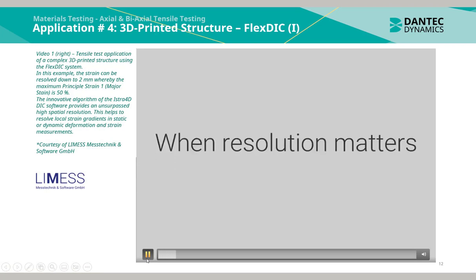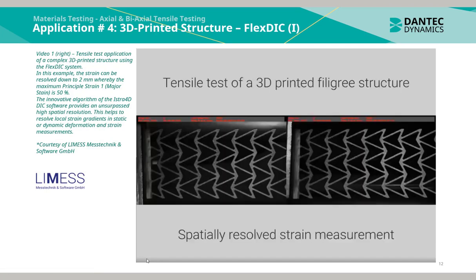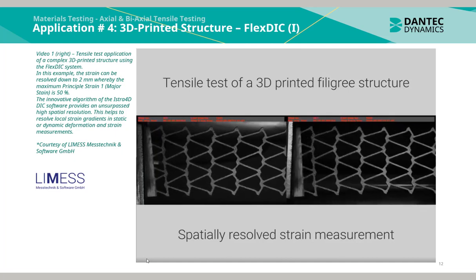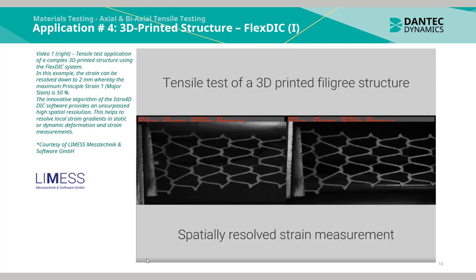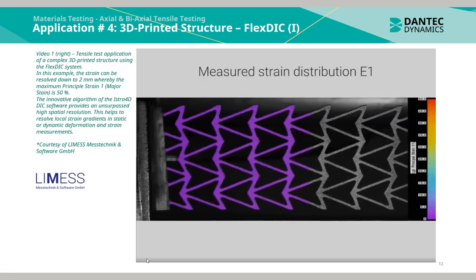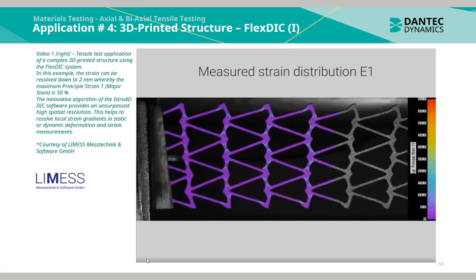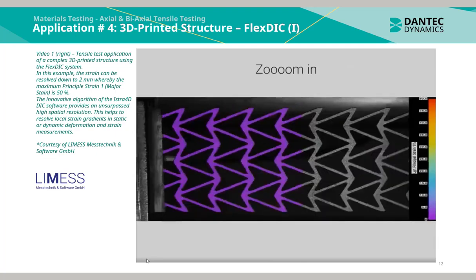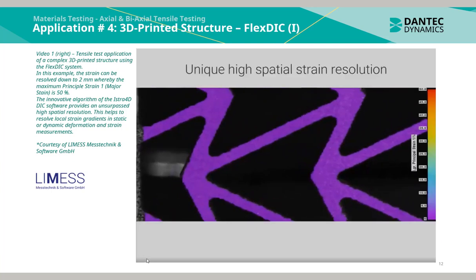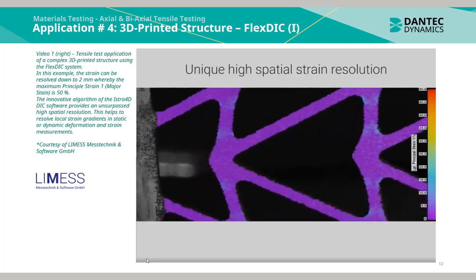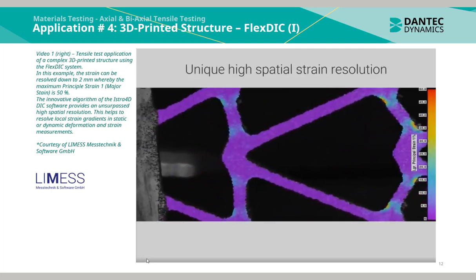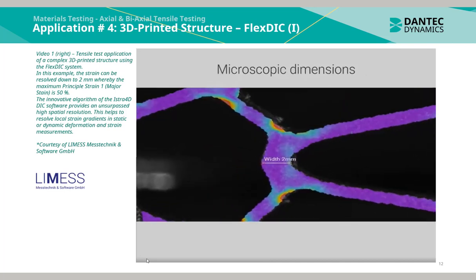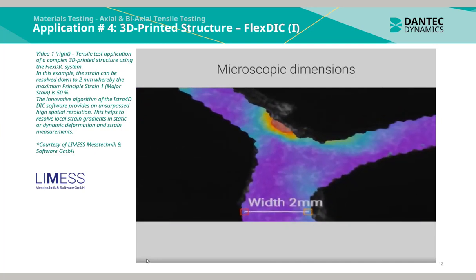In video 1, we see the tensile test application of a complex 3D printed structure using the FlexDIC system. In this example, the strain can be resolved down to 2 millimeters, whereby the maximum principal strain 1 or major strain is 50%. The iterative algorithm of the ISTRA 4D DIC software provides an unsurpassed high spatial resolution. This helps to resolve local strain gradients in static or dynamic deformation and strain measurements.